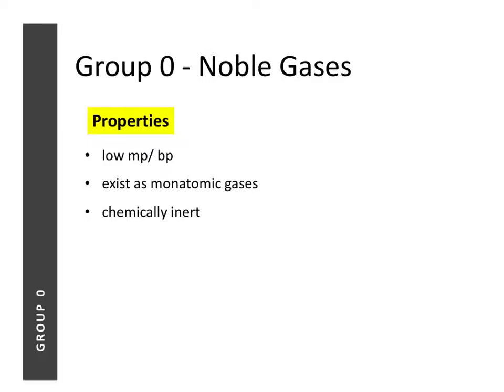So as mentioned, noble gases have low melting points and boiling points. They exist as monoatomic gases. They are colorless, and they are inert because they have a fully filled valence shell. They have no tendency to combine with another element.